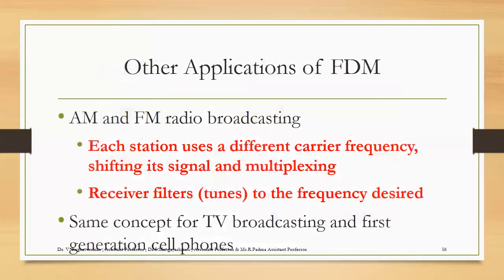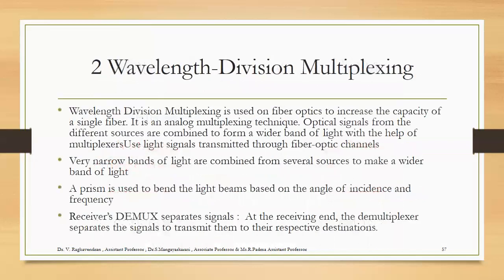So next, what are the applications of FDM? Amplitude modulation and FM, frequency modulation radio, are also example applications of frequency division. After that, TV broadcasting and first generation cell phones are also based on frequency division multiplexing. So, frequency division multiplexing is over. The next topic is WDM, wavelength division multiplexing.